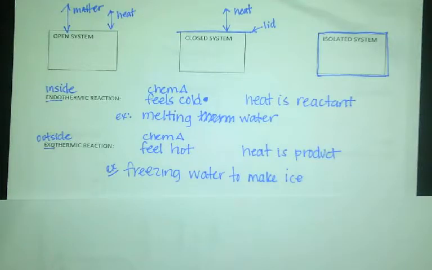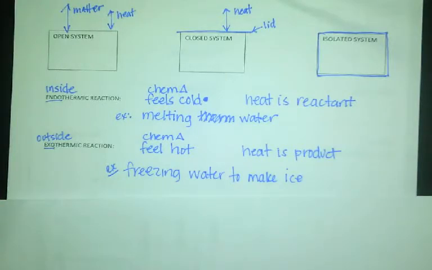Another good example of an exothermic reaction is sweating. Sweating is an exothermic reaction, and that's why we feel cool when it happens. We, the person, feel cool because from our perspective, our heat is being taken away from us. So that is how sweating works.